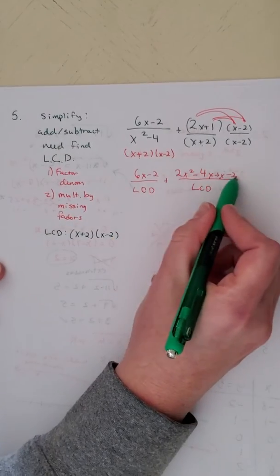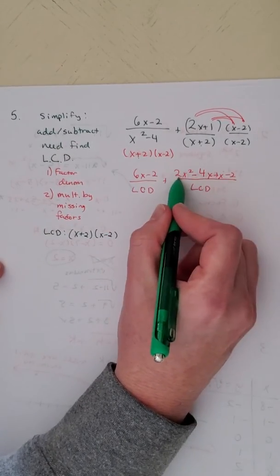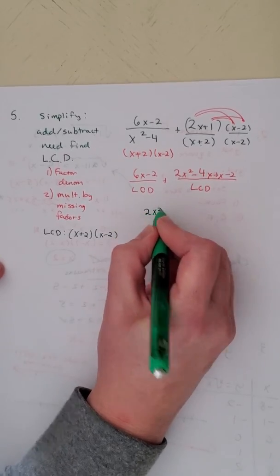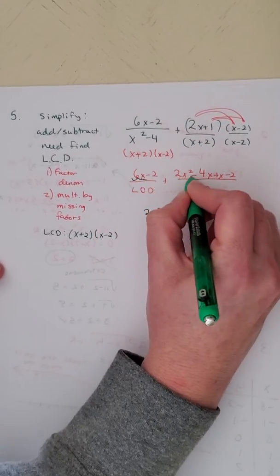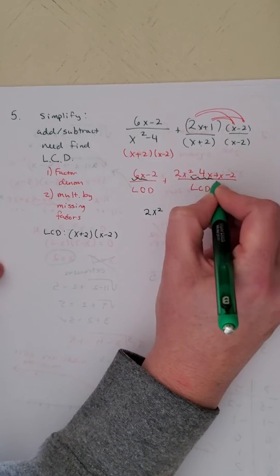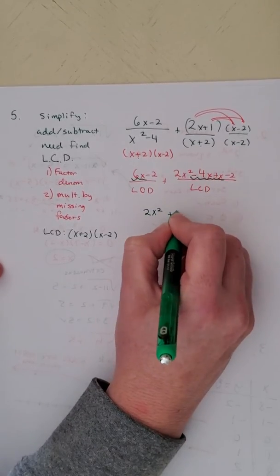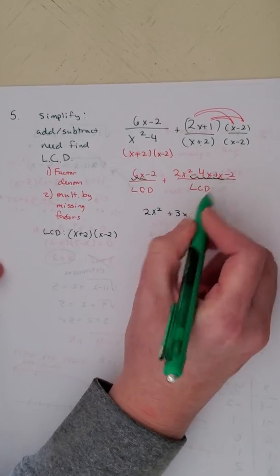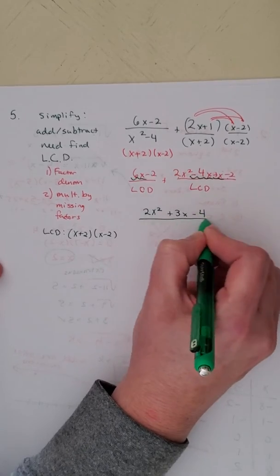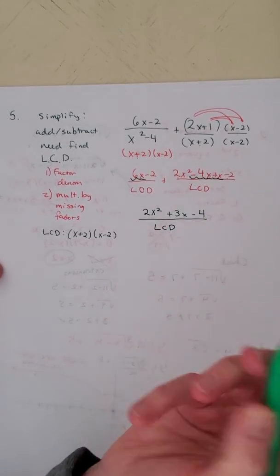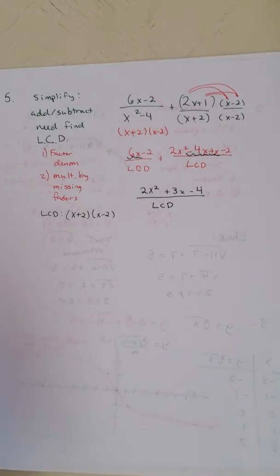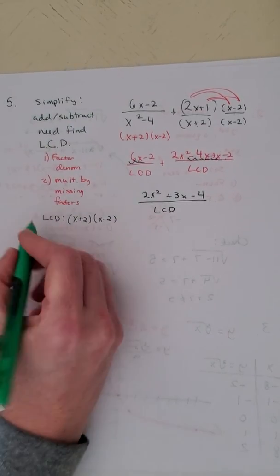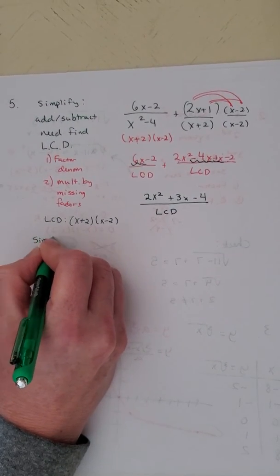All right, I'm going to combine like terms in the numerators. So I have 2x squared, nothing combines with that. I have a 6x, a minus 4x, that gives me 2x, and then a plus 1x, that gives me 3x. And then negative 2 and negative 2 is negative 4 over my LCD. Now at this point, after we find the LCD, then we simplify the numerators.